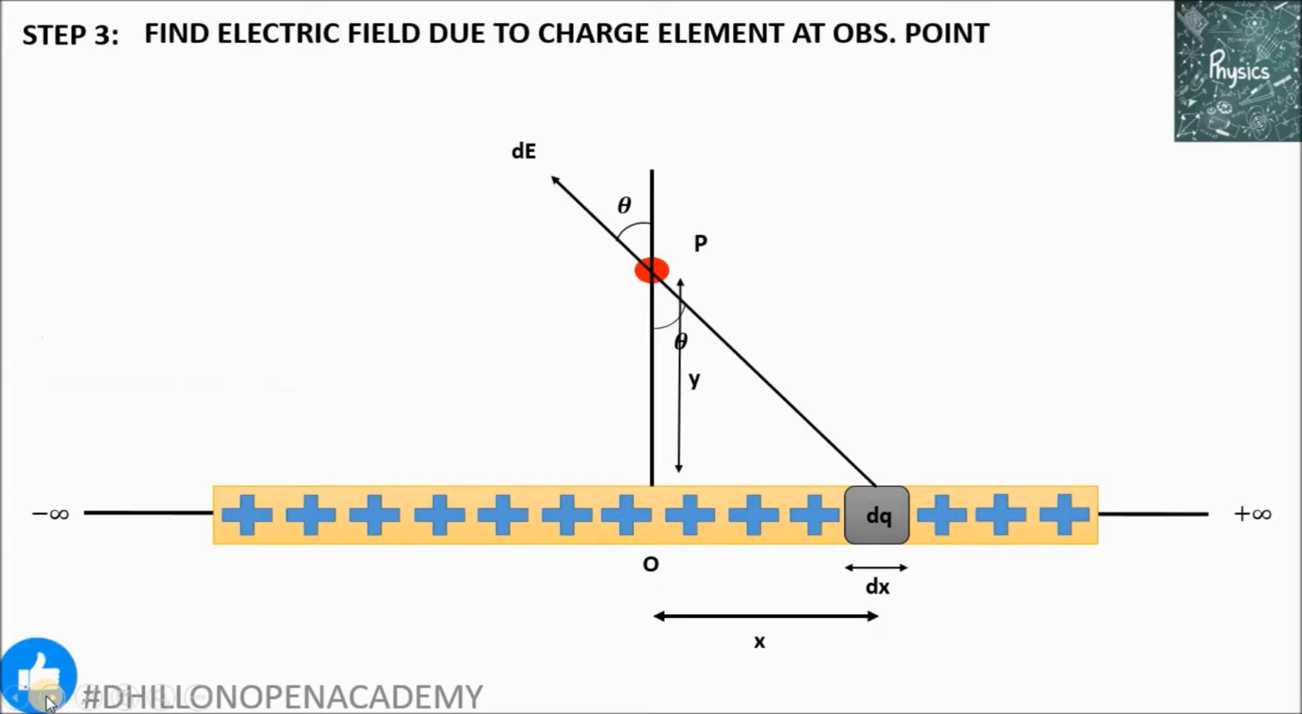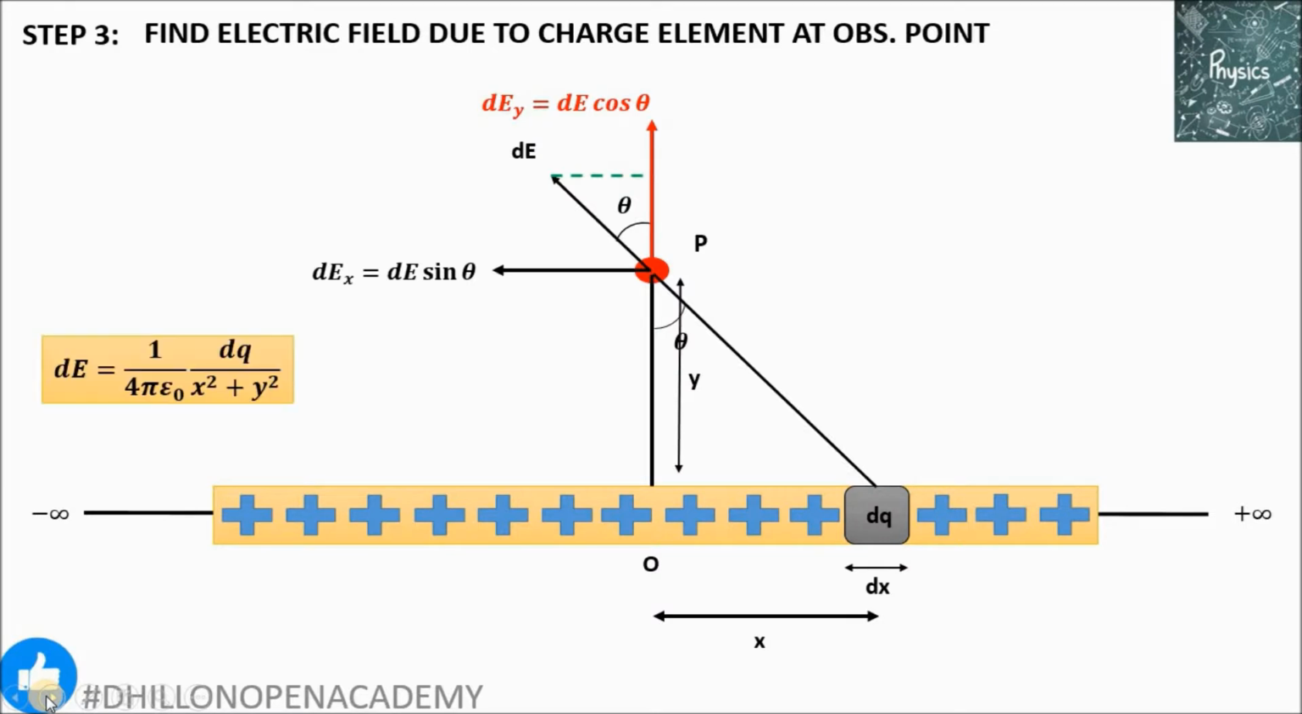You can see that the field is now making angle theta with the y-axis. So in order to find out the total field, we have to divide it into its rectangular components. In order to do that, we drop a perpendicular from dE onto the y-axis, where we have the two rectangular components: horizontal component dEx as dE sin theta and vertical component dEy equal to dE cos theta.